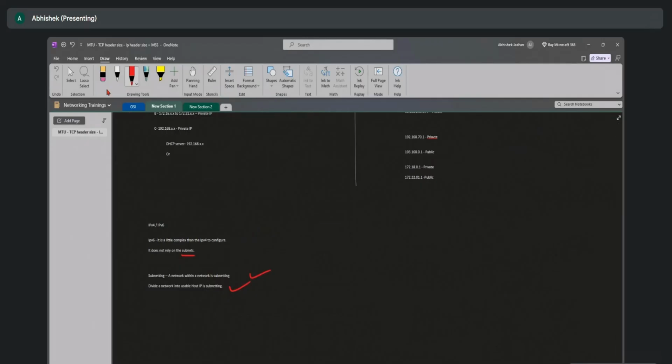Now, IPv6 is a little bit more complex than IPv4 and does not rely on subnets. That's the advantage of IPv6. But IPv6 has another drawback, that is it does not support broadcasting, right? So you cannot use broadcasting in IPv6. There is no broadcasting feature for IPv6.